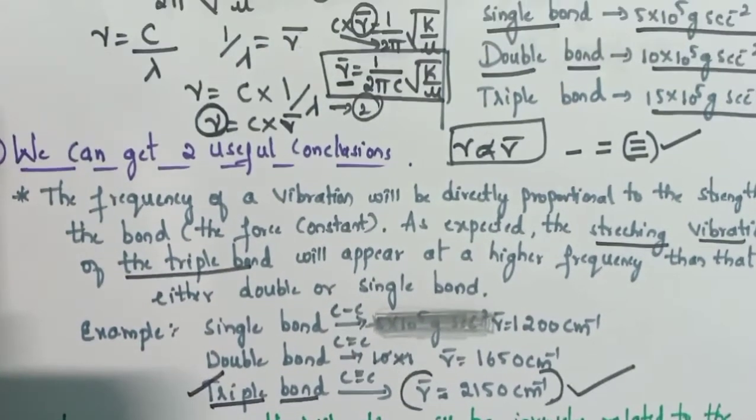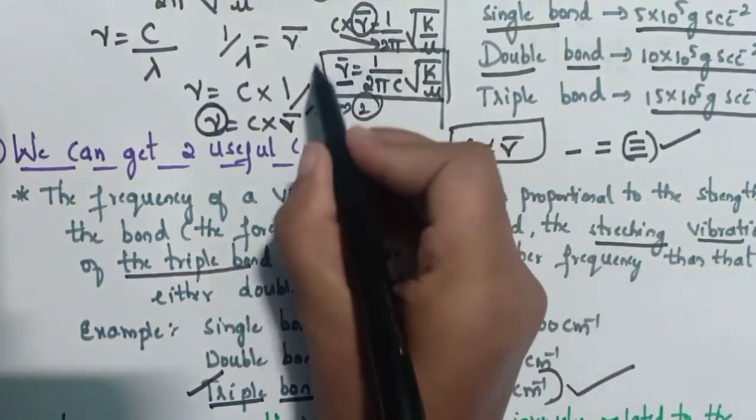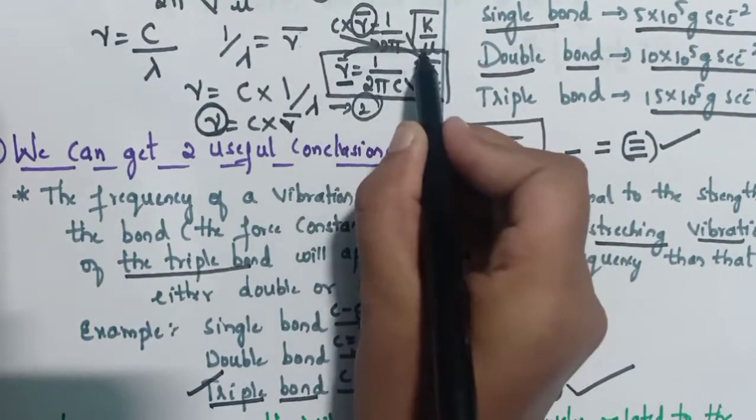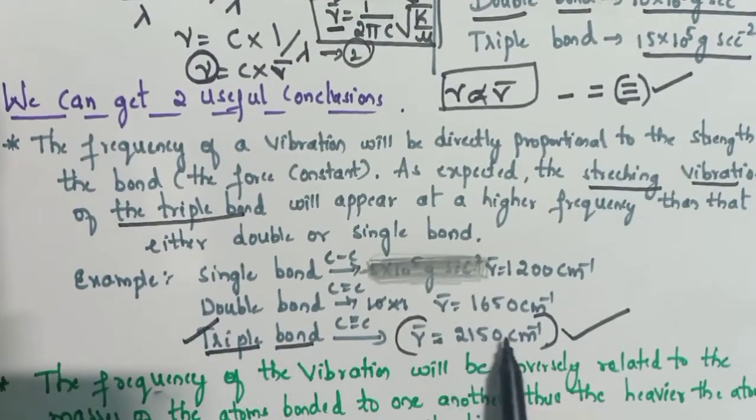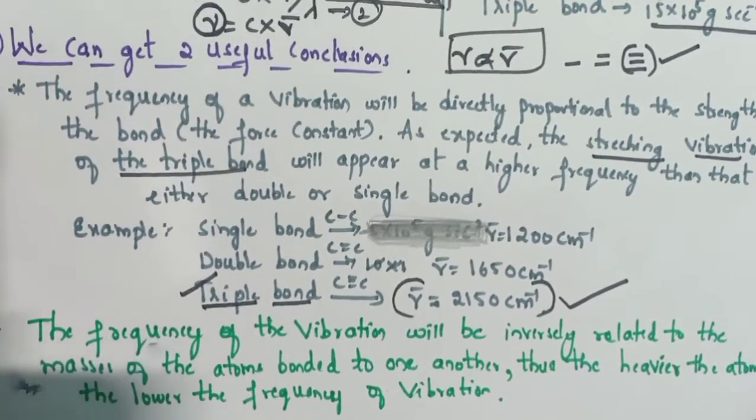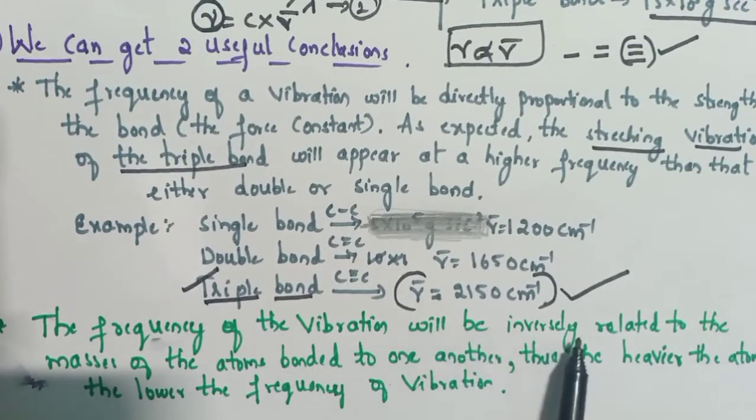See the relationship here, the frequency of vibration is directly proportional to the force constant. That's why the triple bond has a higher value than the double bond and single bond. Now let us consider the second point. The frequency of vibration will be inversely related to the masses of atoms bonded to one another. Thus, the heavier the atoms, the lower the frequency of vibration.